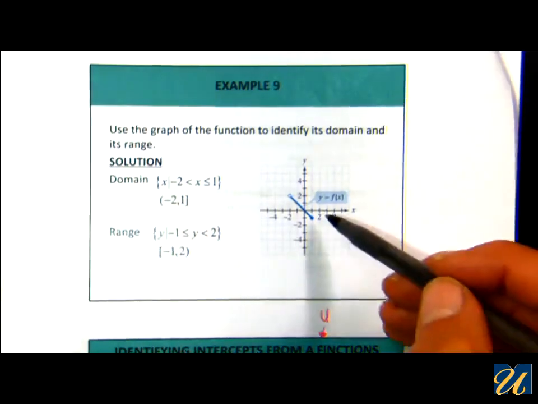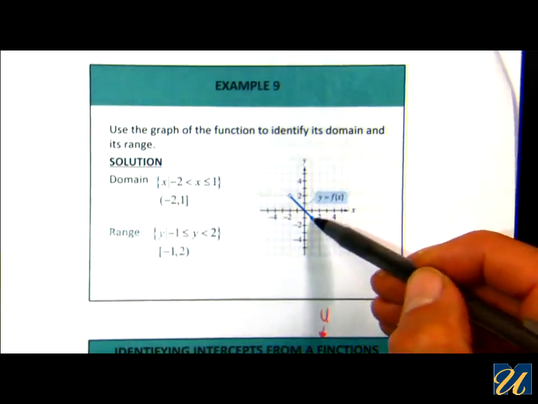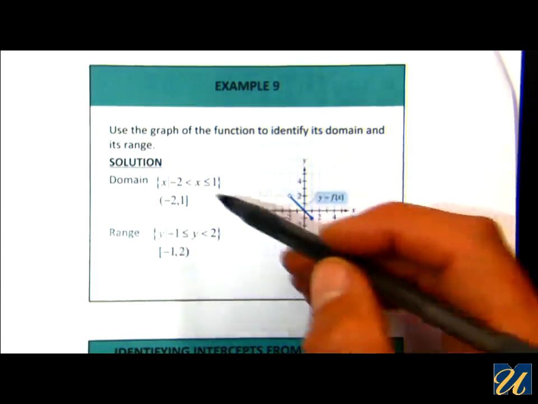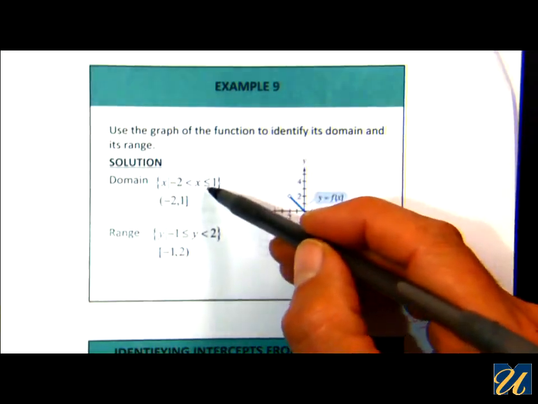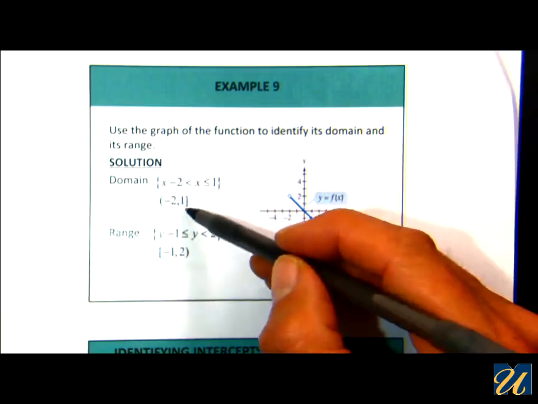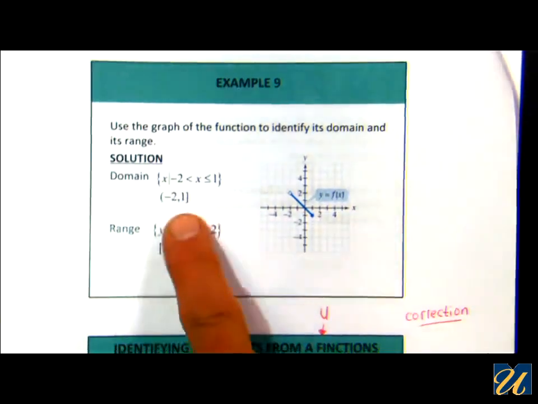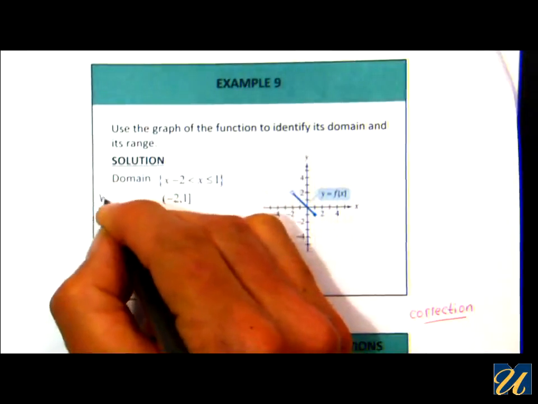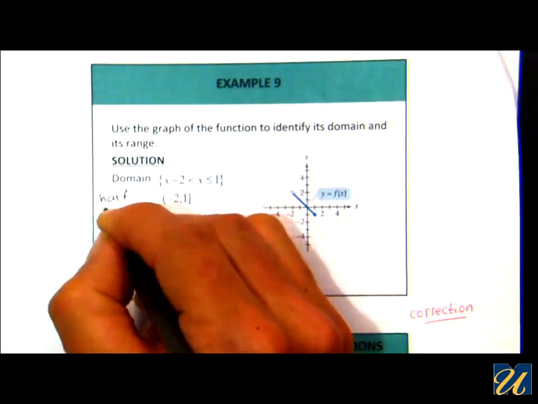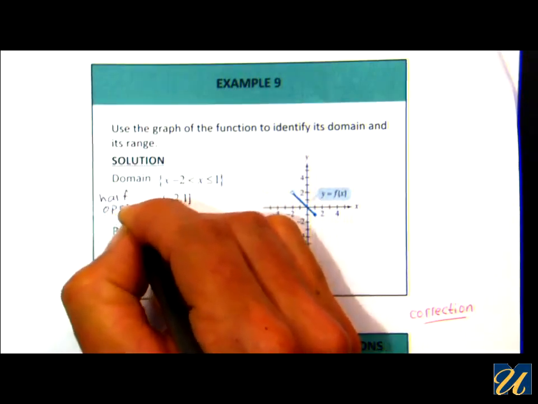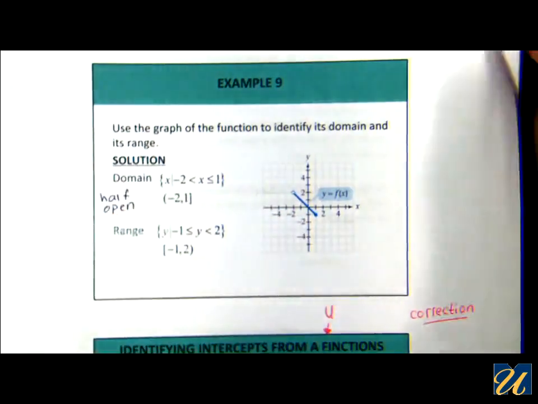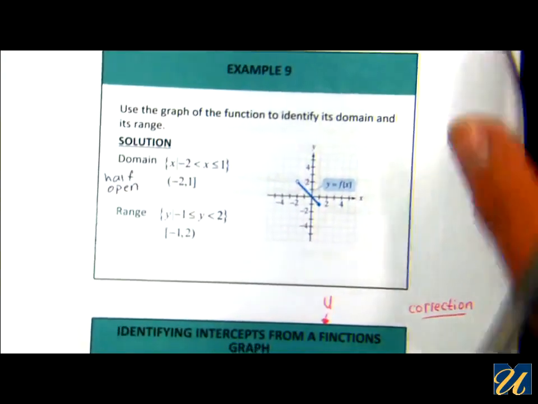All the way to the right endpoint, which is included on the graph, you can see the solid dot. So that is the equal sign here in the inequality and the square bracket here in the interval notation. This is called a half-open interval, or you could say half-closed. Either way, it's not a fully open interval and it's not fully closed.